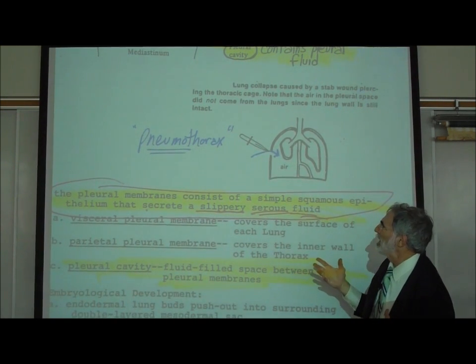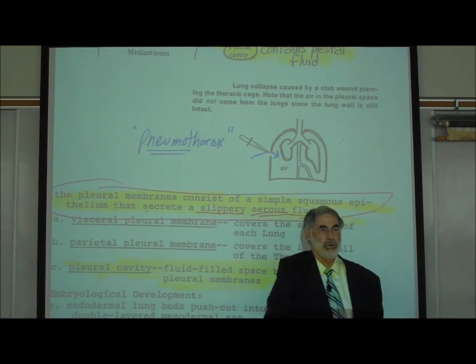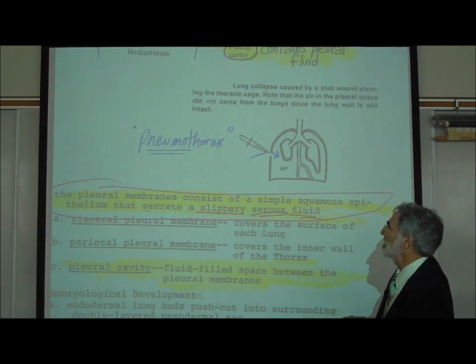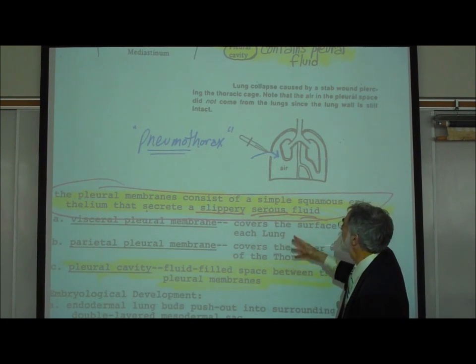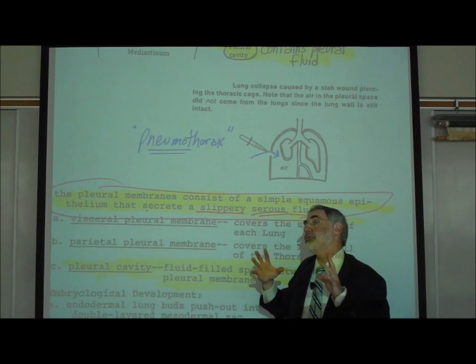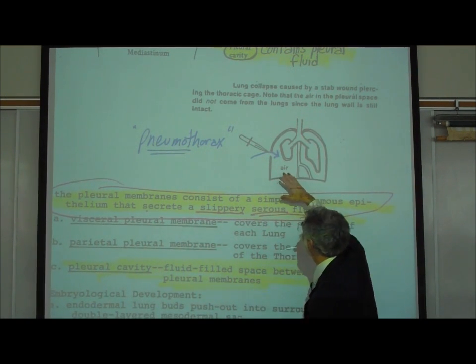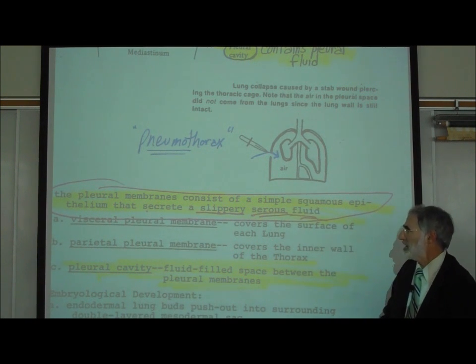And when air does enter that pleural cavity, that's called a pneumothorax. The word literally means air in the chest. And as air starts to flow into the chest, the lung pulls away from the chest wall, and it results in either a partial or a complete collapse of the lung.